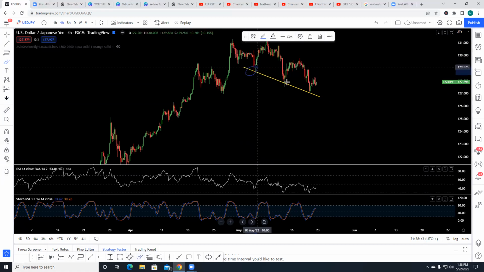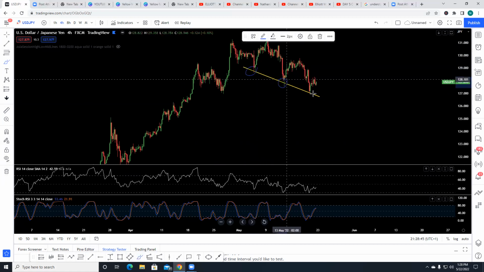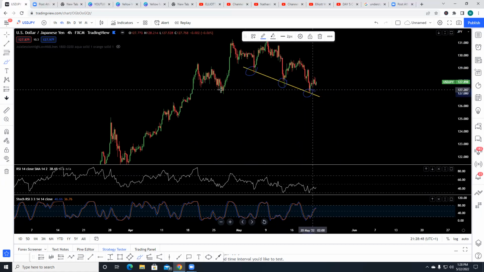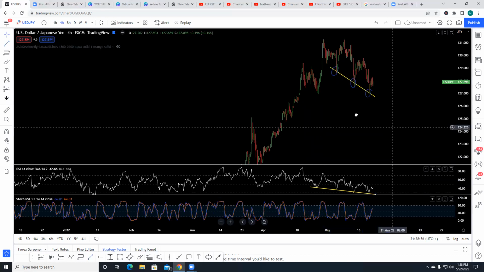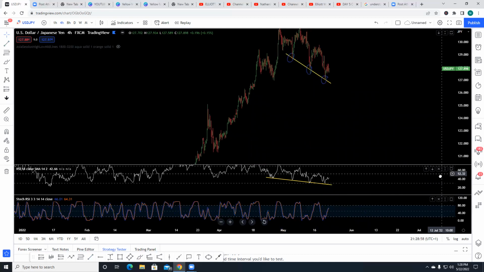This is a lower low. Are you seeing it here? Okay, so if you come to RSI, we are going to be using the two together. Can you see? The same thing is applicable to RSI.